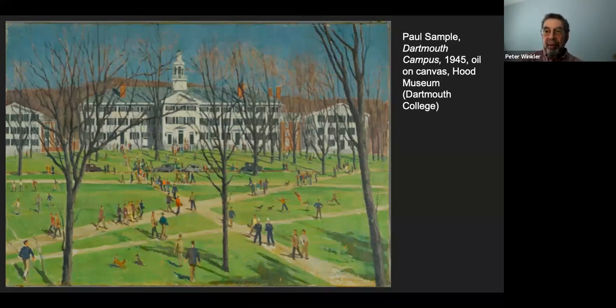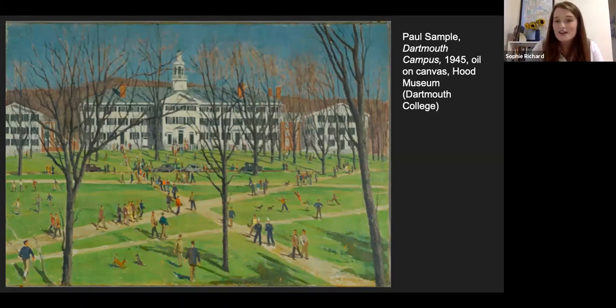Absolutely, that's a great question. So Paul Sample was very popular during his life and he was exhibited widely. Then during the end of his life into the 70s, it dissipated, interest just wasn't there. And in the 80s, I think that was the last time that Dartmouth College put on an exhibition of his work. And since then there's been nothing.